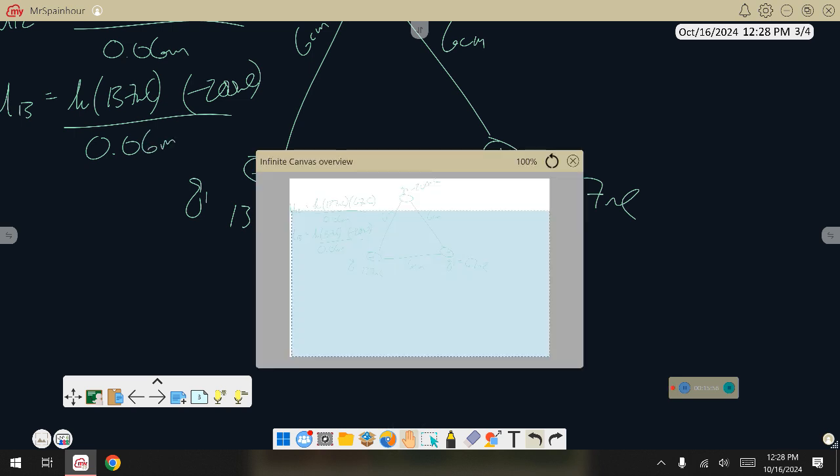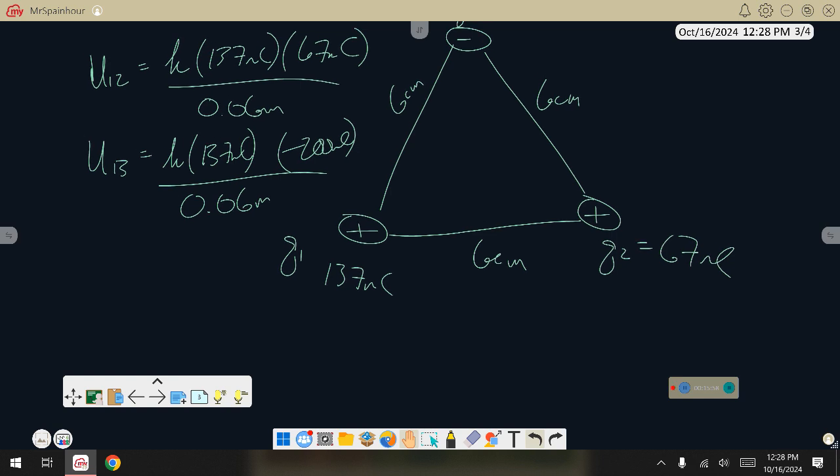And the nice thing about this is energy is scalar. So guess how I get the total potential energy of 1? Add the two of them together. So do that real quick and tell me what the answer is.